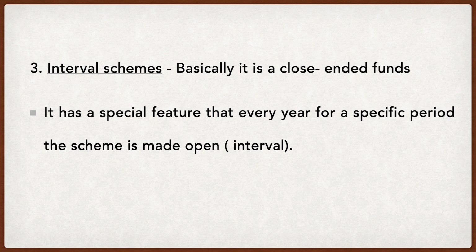Again the last month, December, it is kept open, called an interval. Again if you want to sell the units or purchase units, the time period is given in the month of December. Is that clear? So this is called an interval scheme. On the whole, it is a close-ended scheme, only that it has small breaks or intervals in between. Is that clear? So this is the third point, that is interval schemes.